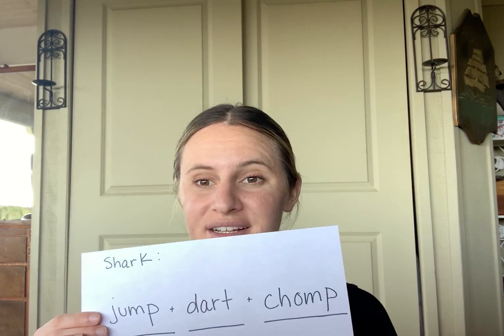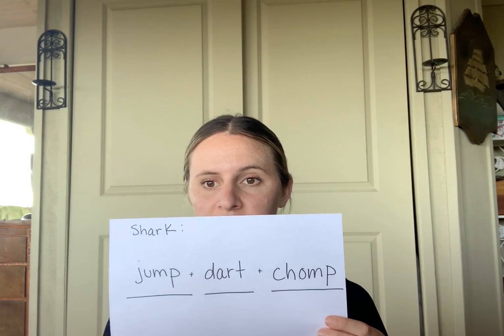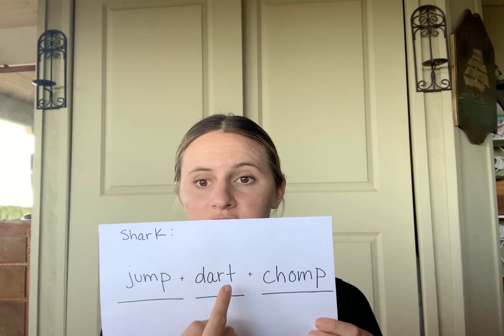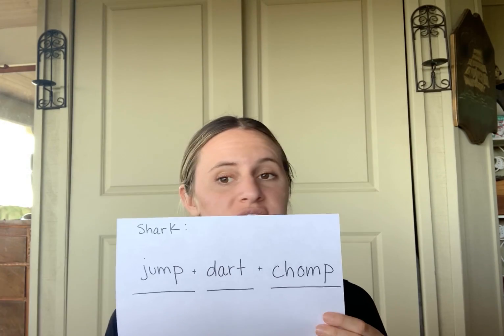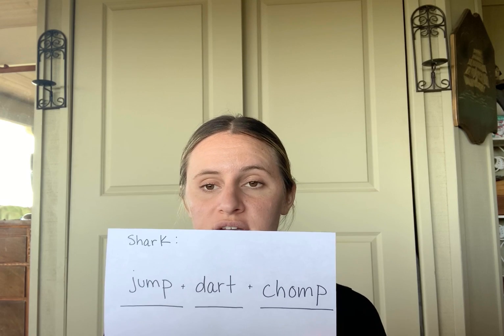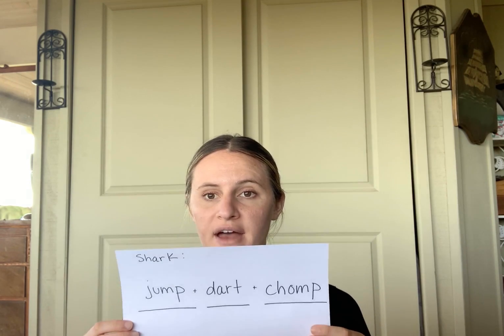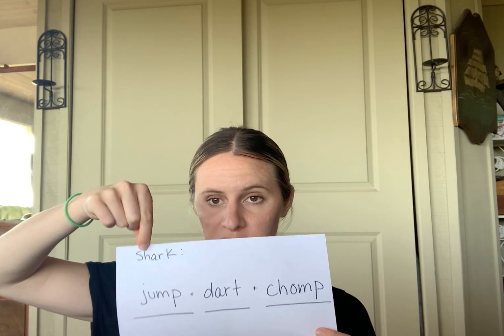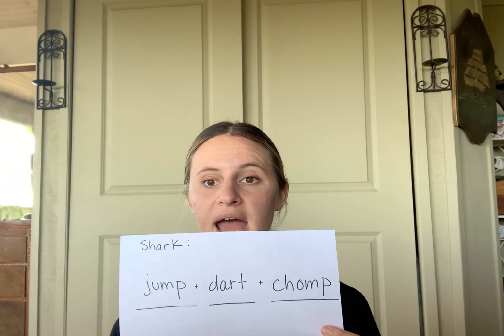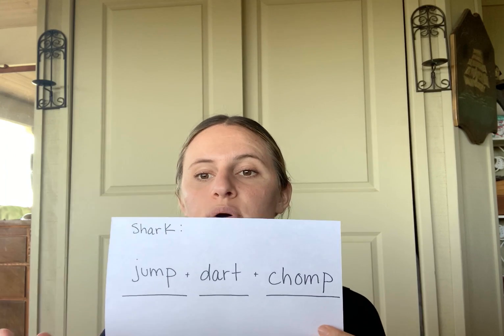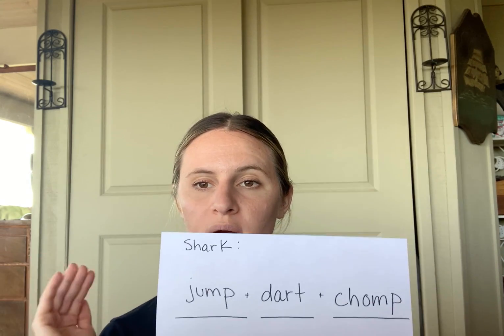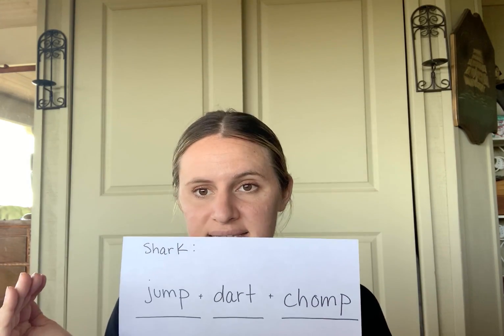The third example I have is the shark, because remember we did shark too. I wrote down jump, dart, and chomp. These are all 3 words that you guys wrote down in your submissions as well. And then once you have your favorite animal, so pick one, and your 3 action words, you're going to put these 3 words together and make one little short dance.